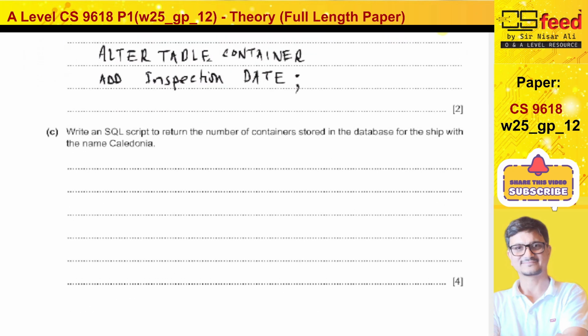Write an SQL script to return the number of containers stored in the database for the ship with the name Caledonia. So here now we need to write the SQL script, but now it is the DML script that we have to write. So we need to first write the number of the containers. All right, SELECT.